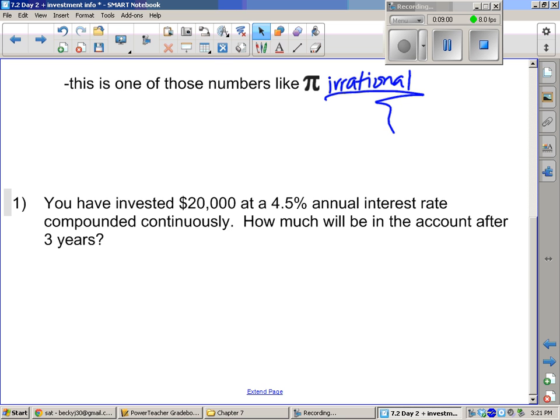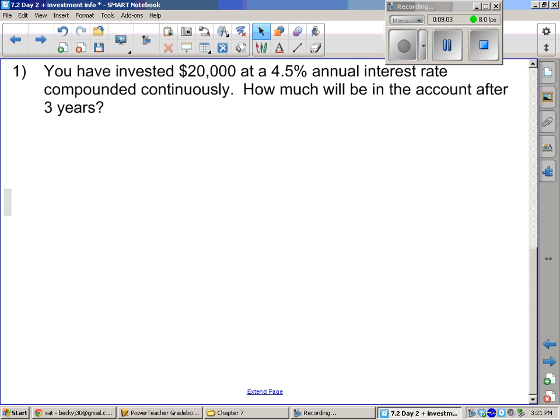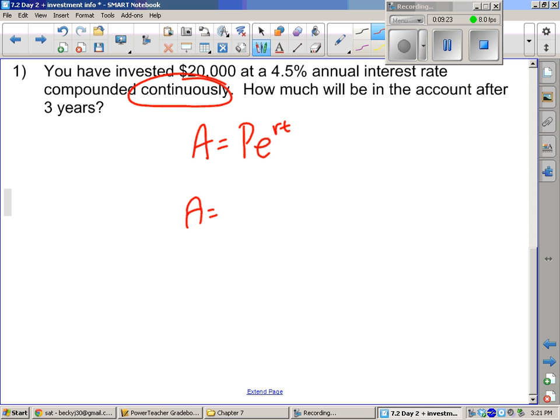Right. Okay, you've invested $20,000 at 4.5% annual interest rate, compounded continuously. Boom, when you see this word, PERT, A PERT. Not like PERT plus. P-E-R-T. Little T, little R. Okay, so we have invested, that's our starting amount, so that's the P this time. So this time $20,000 goes here, and then our E. And then R is your interest rate, so that's 0.045. Uh-huh. And then I'm going to do, like, double parentheses. That's a good idea. After 3 years, so that goes in as a 3.